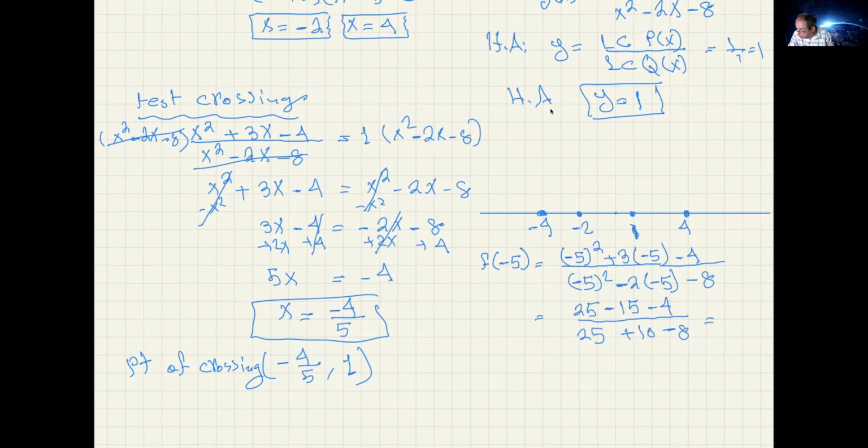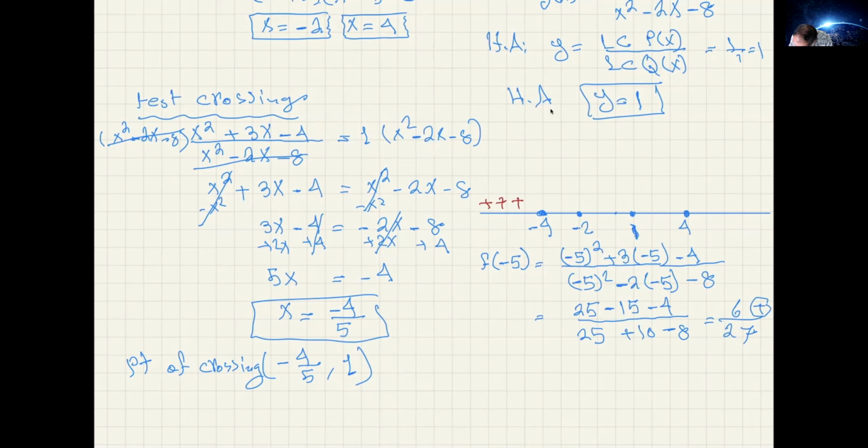25 minus 15 is 10. 10 minus 4 is 6. 6 divided by 25, 35 minus 8 is 27. Therefore, this is positive. So from here, I have positive. From negative 4 and negative 2, I'll get negative 1.